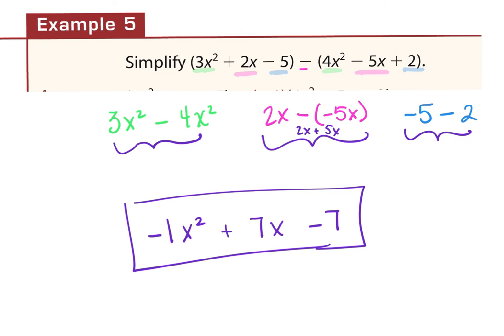Just make sure when you're doing subtraction, when you do your terms, that you remember that you are subtracting. 2x minus a -5x. -5 minus a 2 before you combine them to get your final answers.